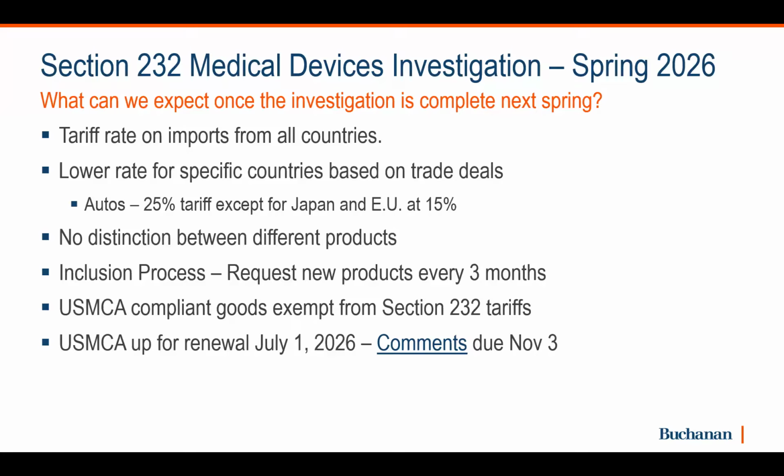Now, the USMCA agreement is up for renewal July 1, 2026. USTR has asked for comments from anyone who wants to comment on what the issues should or should not be included for renegotiation. And then last but not least, this is kind of a general observation.